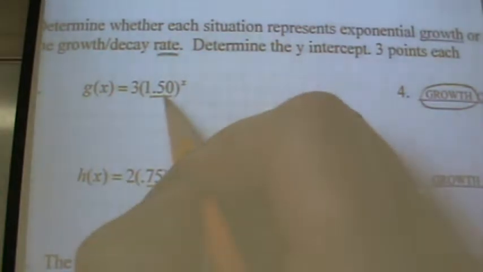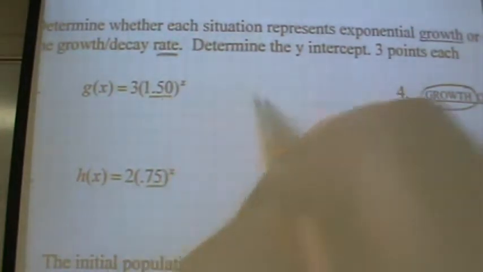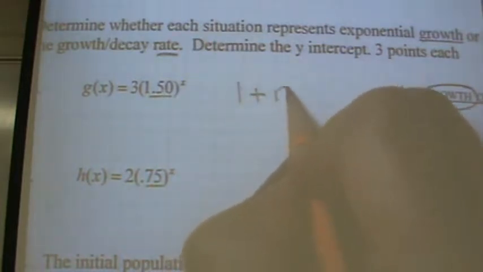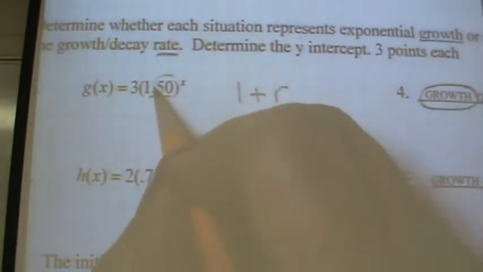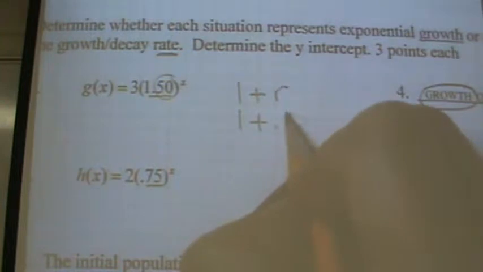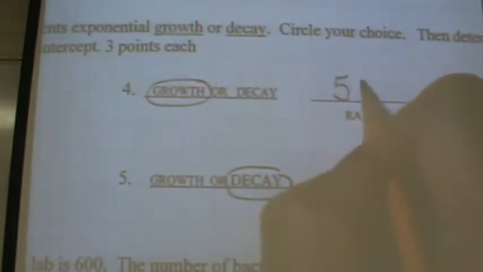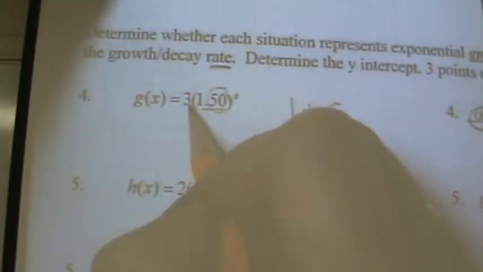Now, what is the growth rate? It wants the rate, not the factor. The rate, since this one is over 1, it's 1 plus r. So if you take the 1 away, what is the r value? It's 50%. 1 plus 0.50. So your rate is 50% here. And what's the y-intercept? 0, 3.